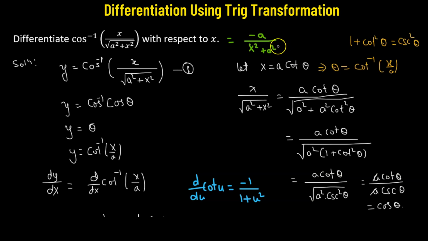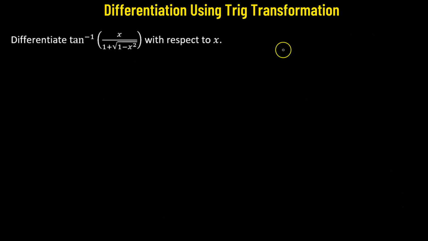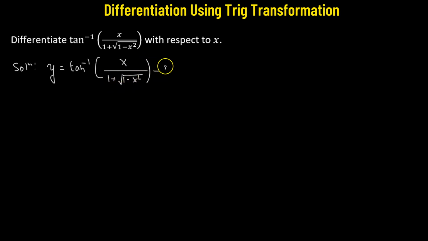Now let's move on to the next problem. We need to obtain the derivative of the inverse tangent of x divided by 1 plus square root of 1 minus x squared with respect to x. Let's begin. So here we will consider y to be equal to our function, which is tangent inverse of x divided by 1 plus square root of 1 minus x squared. We'll label this as equation number 1.